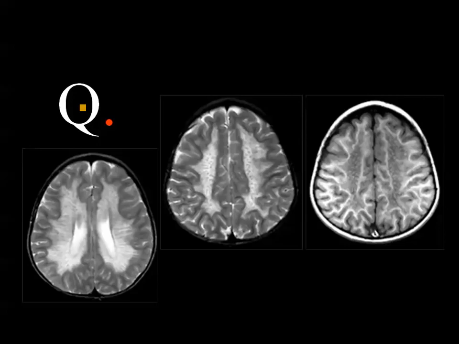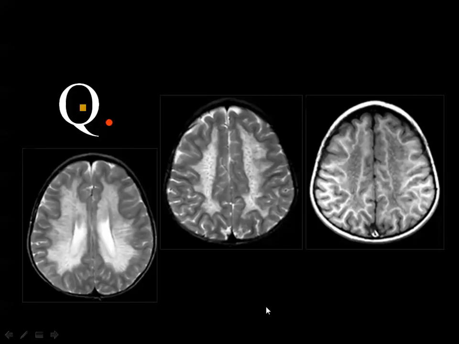What is this examination? MRI of the brain, axial T2 and axial T1. Then, where is the pathology? In the white matter. What is the pathology? Diffuse abnormal white matter signal, the abnormality being bright in the T2 and hypo-intense in the T1.